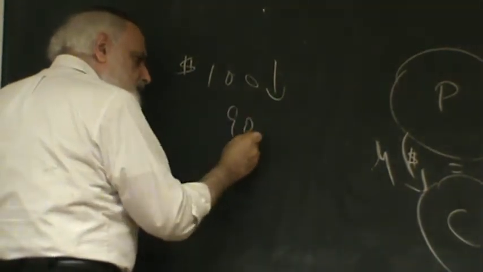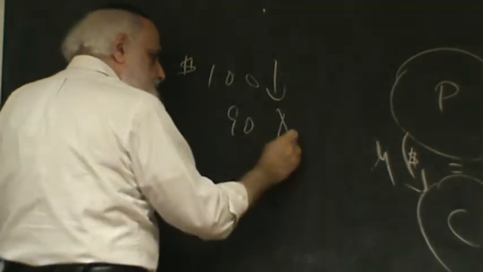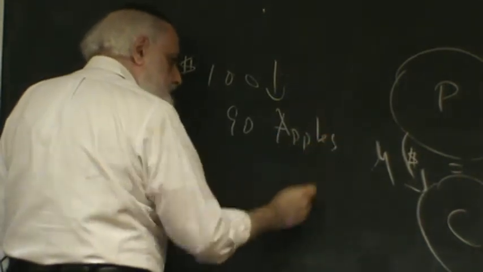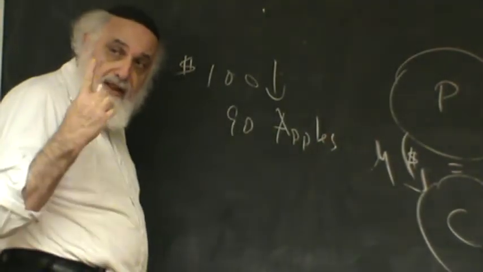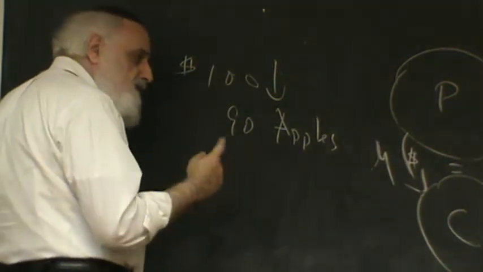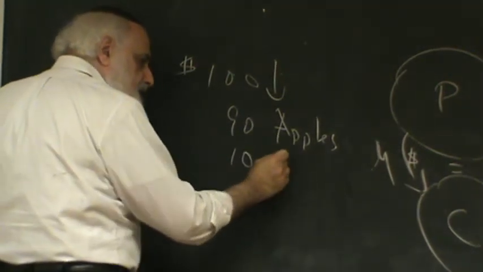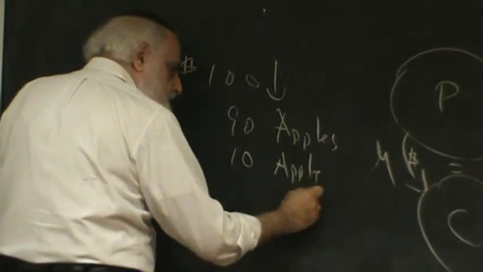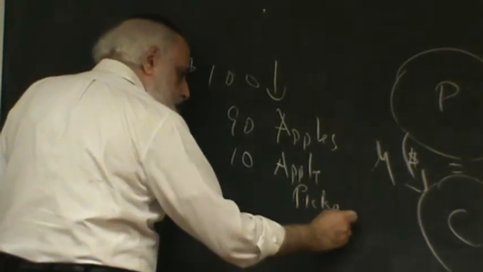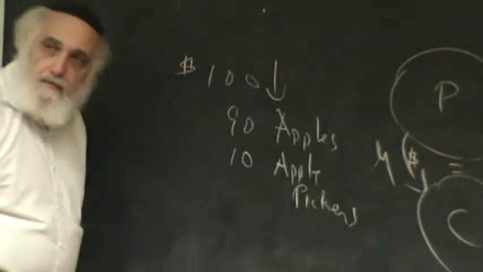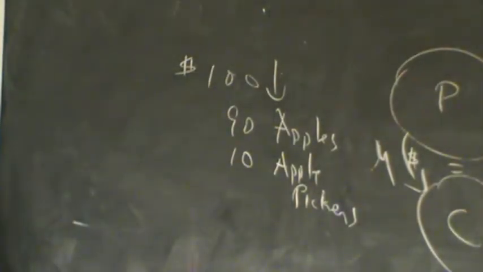He gives me $90 to produce apples, and another $10 to produce apple pickers. He's giving me $100, remember that. I turn around and I give him back $90. He gave me $100, right? I turn around and I give him back $90.